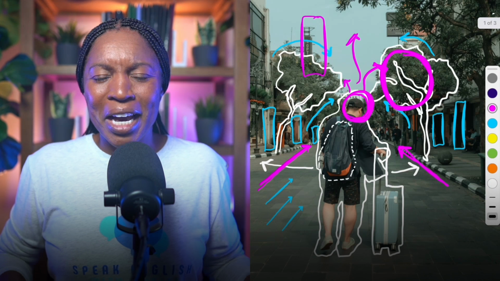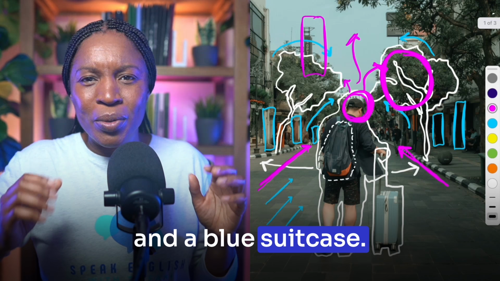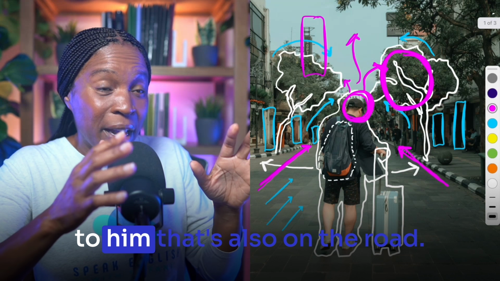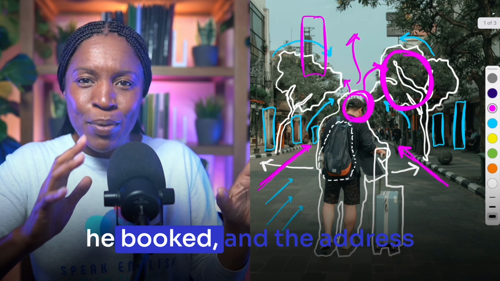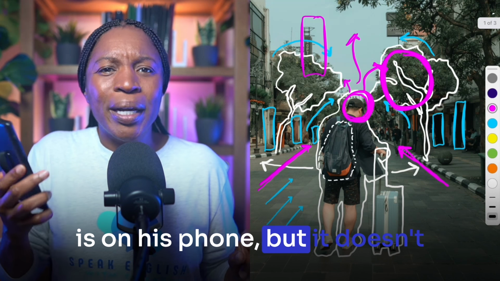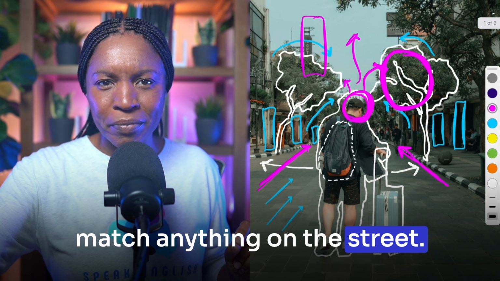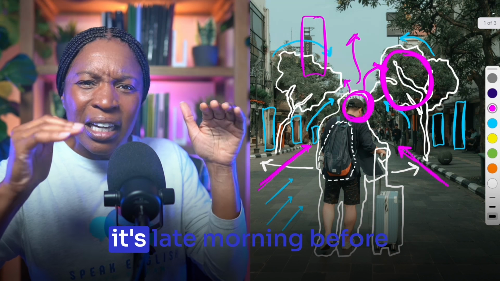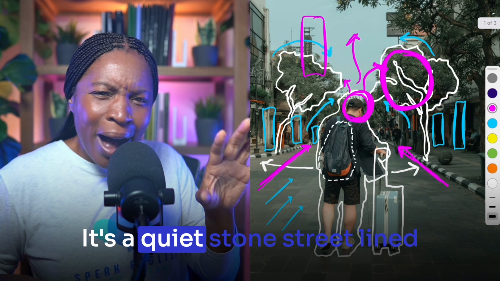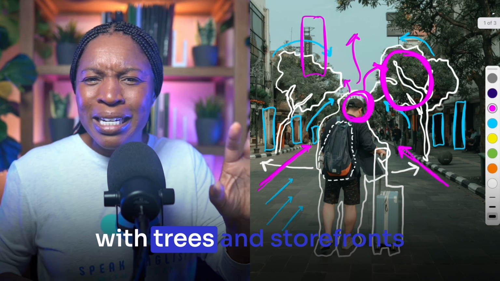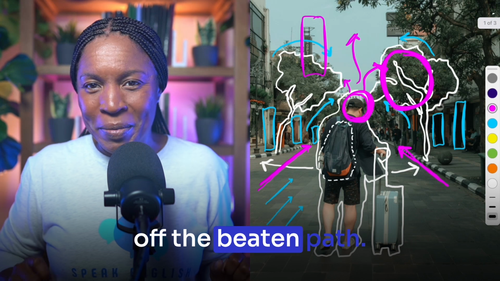So how can we practically apply this to our world, what we've been diving into? Well, who is this? A man with a backpack and a blue suitcase. The shopkeeper who will speak to him that's also on the road. What is he doing? He's looking for the guest house he booked, and the address is on his phone, but it doesn't match anything on the street. When is this happening? Well, looking at the sky, it's late morning before the shops are fully open. Where is it? It's a quiet stone street lined with trees and storefronts off the beaten path.